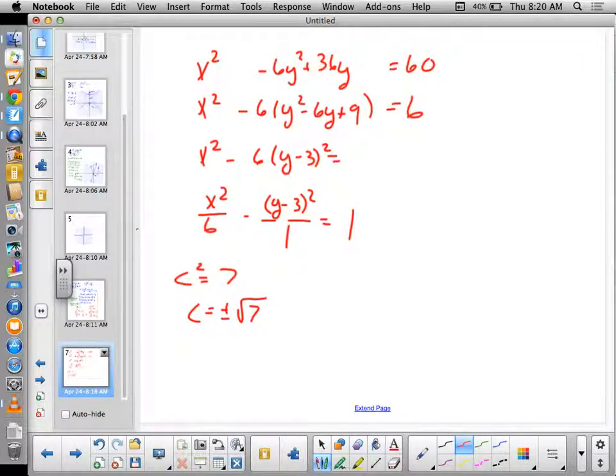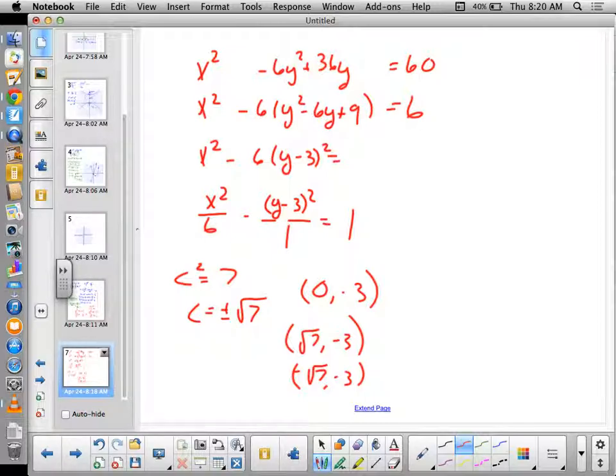And the center is at (0, negative 3). It's opening horizontally, so we go on the horizontal axis. So (root 7, negative 3) and (negative root 7, negative 3) are my foci. Sorry. Wasn't planning on running through that one, so I had to run through it in my head again this morning.